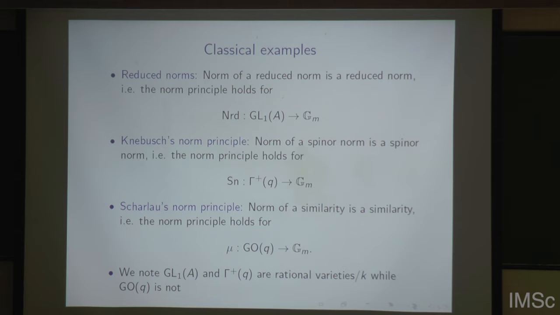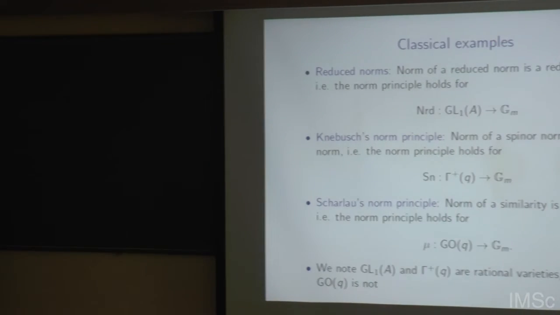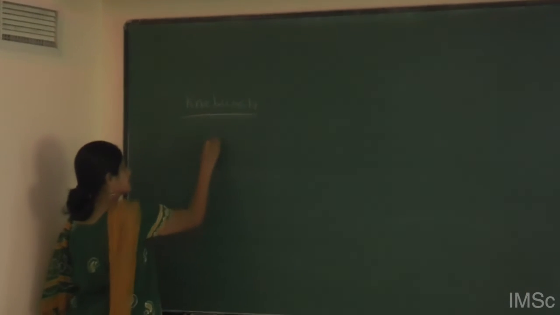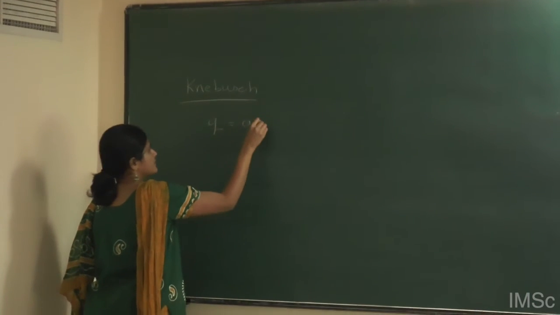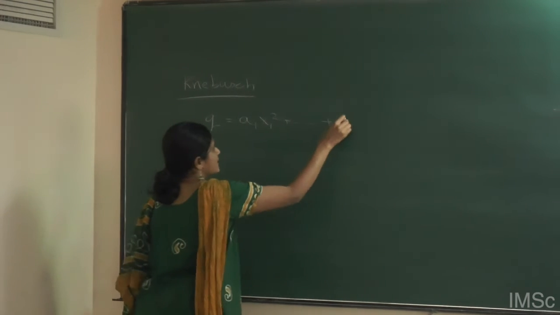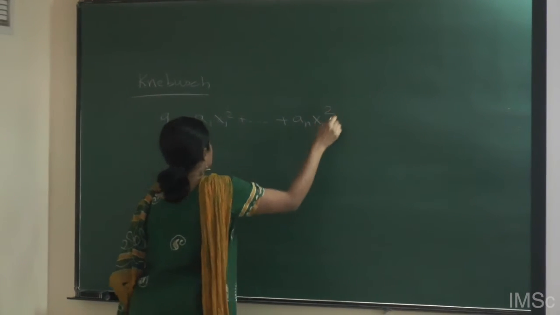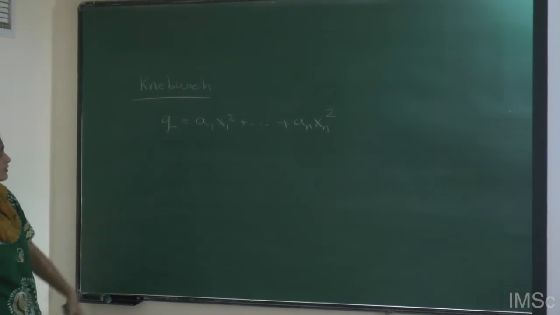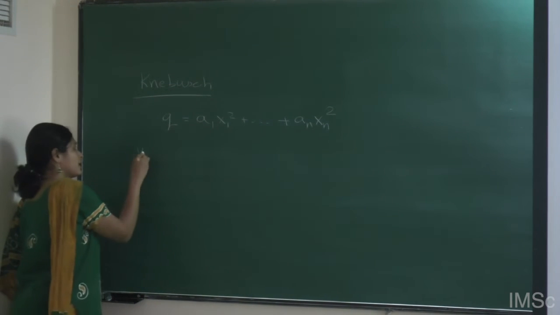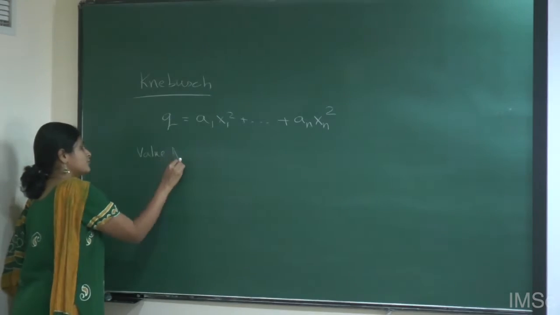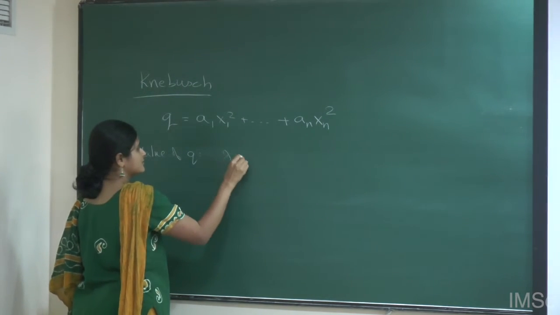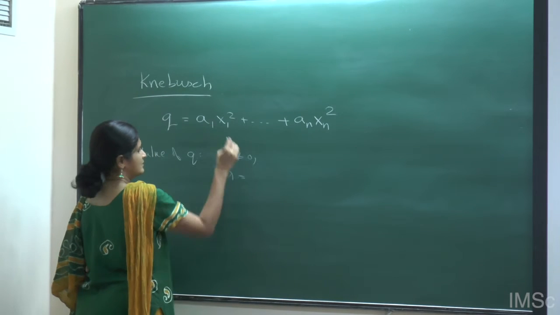So let me just illustrate. What is the Knebusch norm principle? This is talking about the spinor norms. Let me talk about it for the quadratic version. Let's think of the quadratic form as this polynomial a1 x1 squared plus up to an xn squared. I'm working in characteristic not 2. What is a value of q? A value of q is simply any nonzero scalar such that it has a solution.